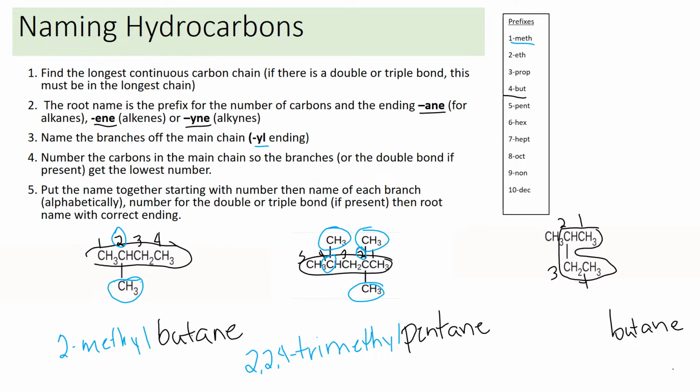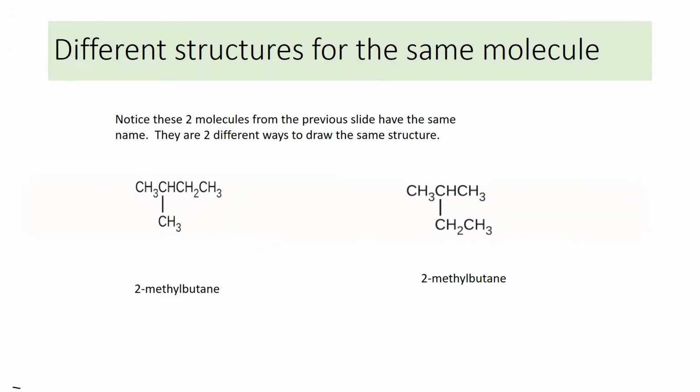The branch, so now this piece is a branch. And it's bonded to carbon number 2, so we're going to call it 2-methylbutane. Notice these 2 molecules from the previous slide ended up with the same name. They are both 2-methylbutane, and that's because they are actually the same molecule, just drawn in different ways.